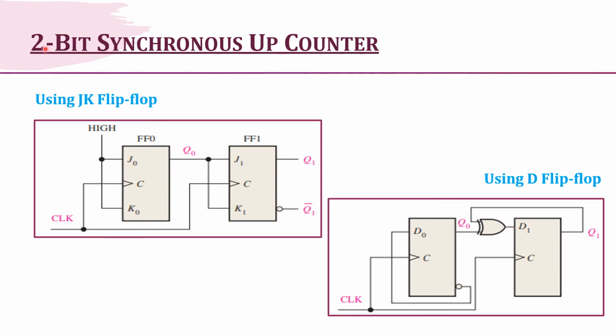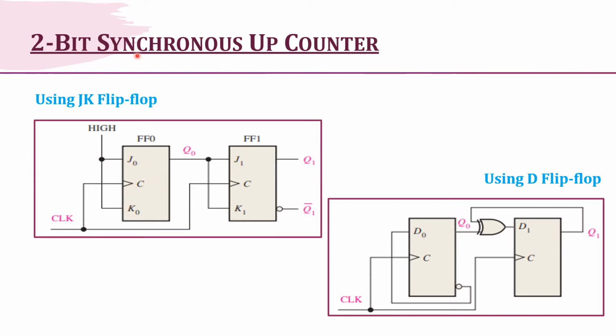Now let's look into a 2-bit synchronous up counter. Since it is a 2-bit counter, we need two flip-flops. These two flip-flops can be either JK flip-flops, D flip-flops or T flip-flops. Using any of these three flip-flops, we can create a counter. Here in the first case, we are making use of two JK flip-flops to construct a 2-bit counter.